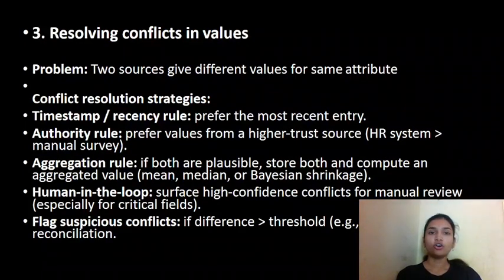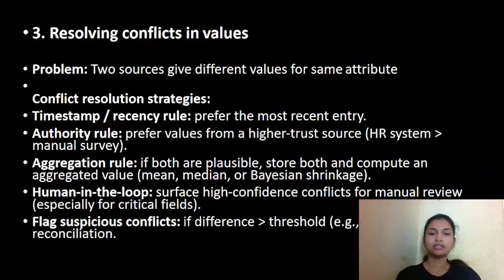Now, resolving conflicts in values. The problem is that two sources give different values for the same attribute. Conflict resolution strategies: timestamp, a recency rule, which prefers the most recent entry. Authority rule: prefer values from higher trust sources. Aggregation rule: if both are plausible, store both and compute an aggregated value. Human in the loop: surface high confidence conflicts for manual review, flag suspicious conflicts.